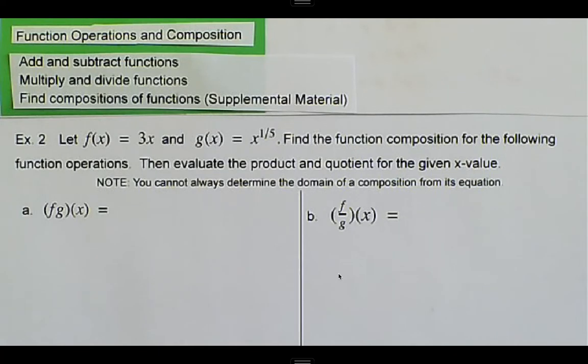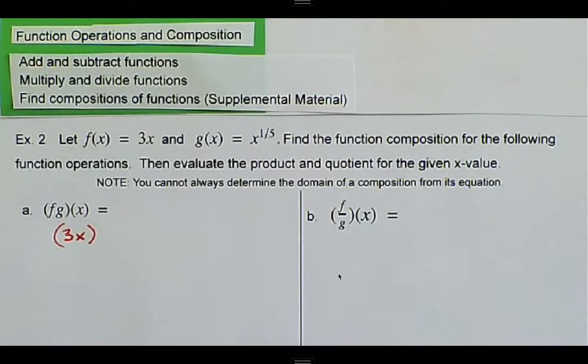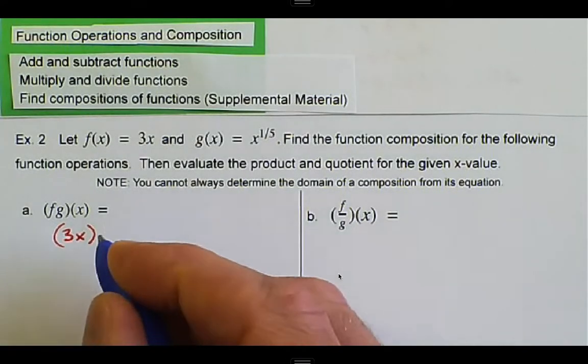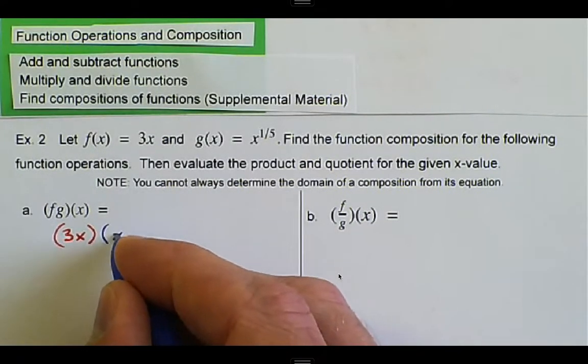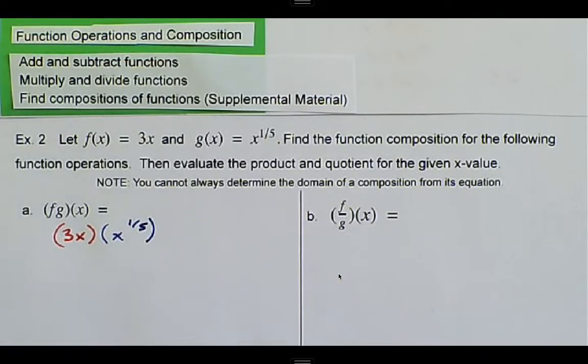And so we have multiplication here. So we have f of g, or f times g of x. So the function f is 3x, and we're going to multiply that by x to the 1/5. And when we have the same base, in this case our base is x, we can add the exponents.